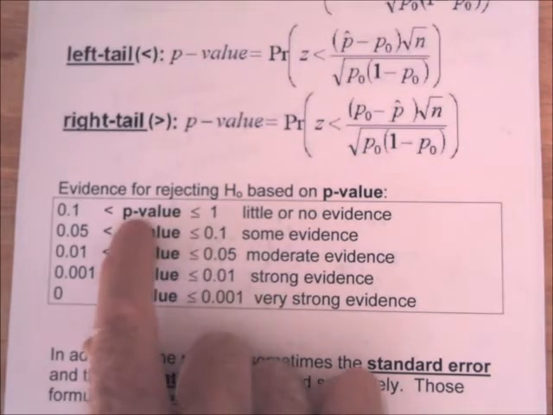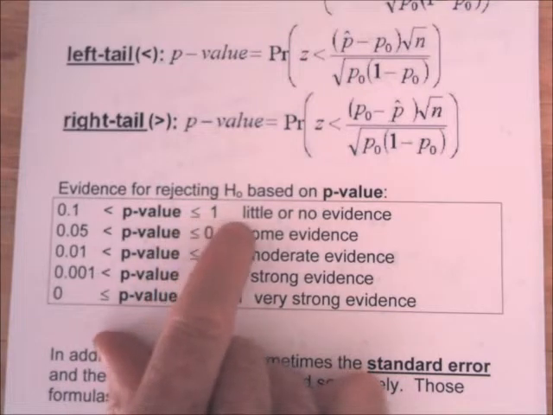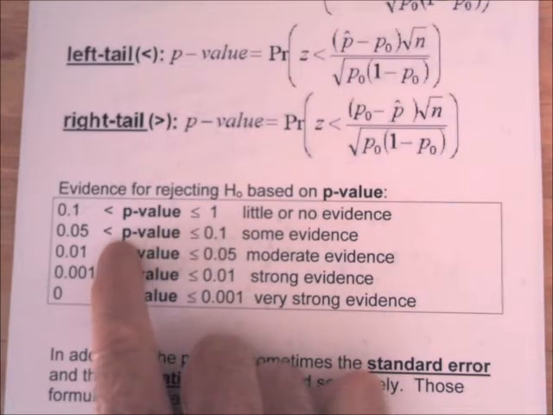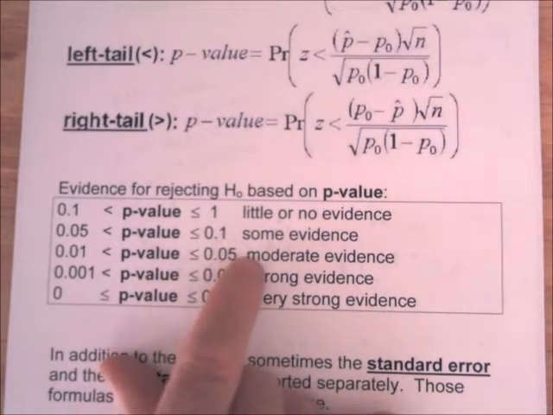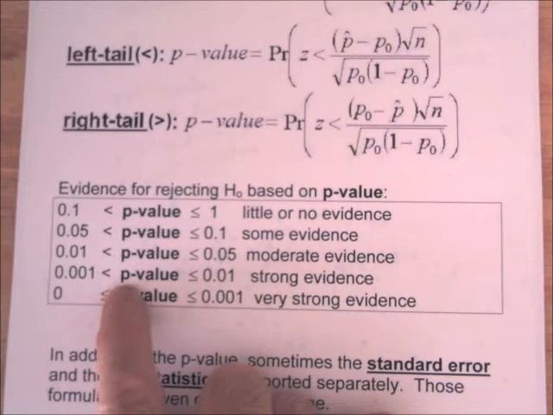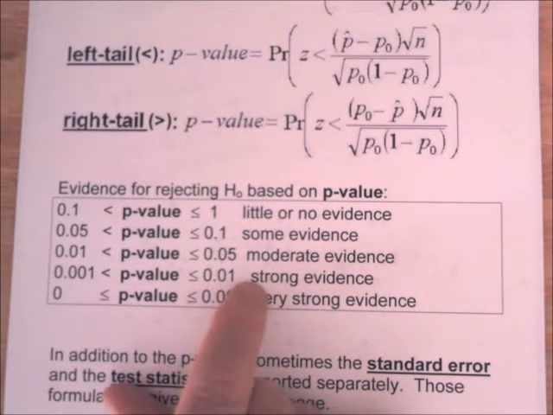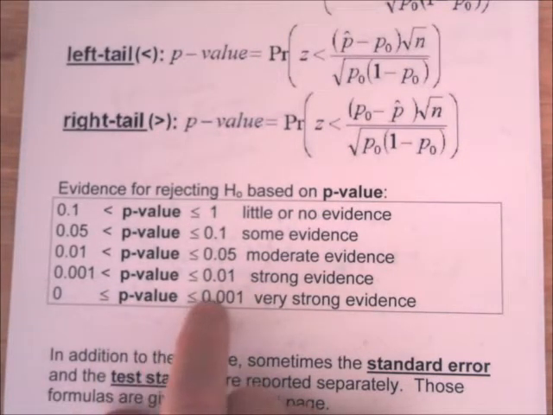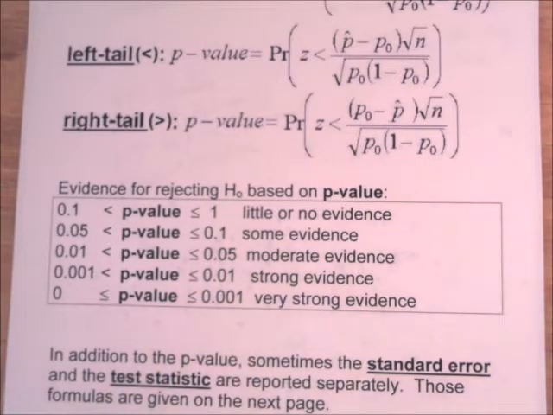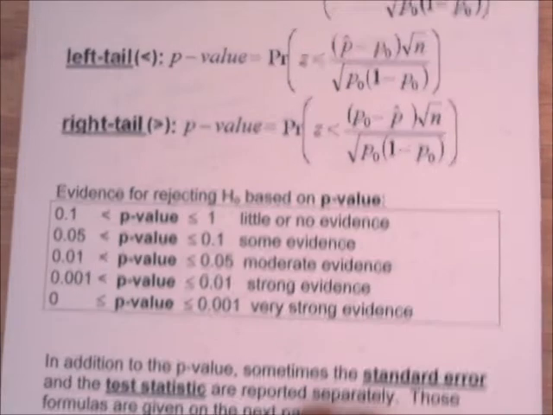So p-value between 0.1 and 1, little or no evidence. P-value between 0.05 and 0.1, some evidence. Between 0.01 and 0.05, moderate evidence. Between 0.001 and 0.01, strong evidence. Between 0 and 0.001, very strong evidence. So the p-value is always going to be between 0 and 1.